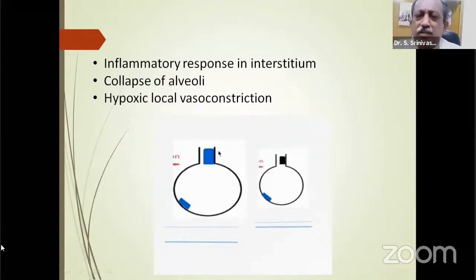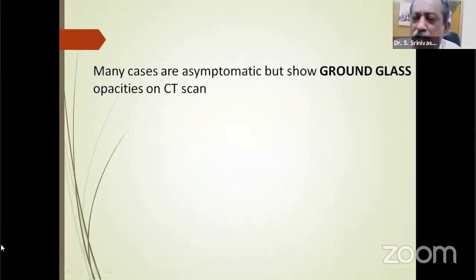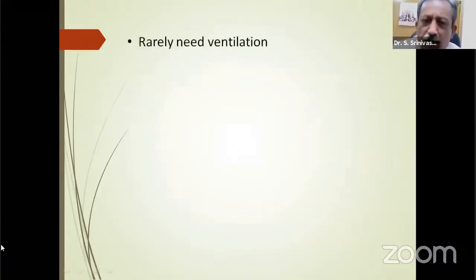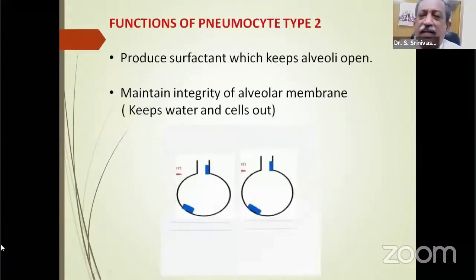So many cases are asymptomatic, but you can see a ground glass appearance in the CT. Distress and tachypnea may be there, but the saturation will not come down. High flow nasal oxygen will help these children, and fever and inflammation will be treated accordingly with steroids and immunomodulators. So they barely need ventilation. Okay. Now let us go to the next scenario.